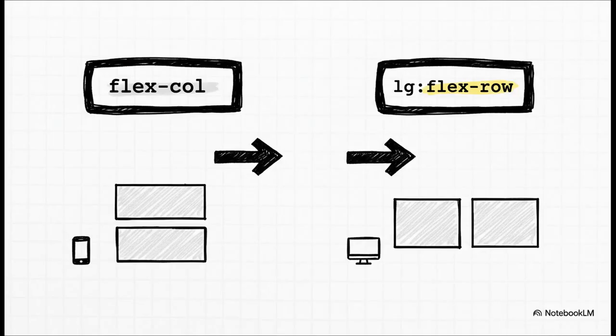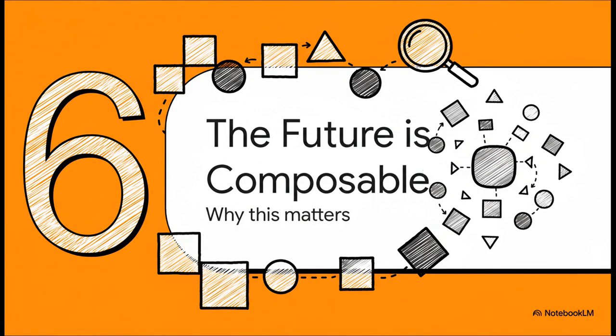Now, you might think that kind of logic is complicated to code, but with Tailwind CSS, which is what shadcn/UI is built on, it's unbelievably simple. You just tell it, hey, be a column by default, that's flex-col, and then once the screen gets large, switch to a row, that's lg:flex-row. And that is literally it. Two little classes and you have a fully responsive layout that just works.